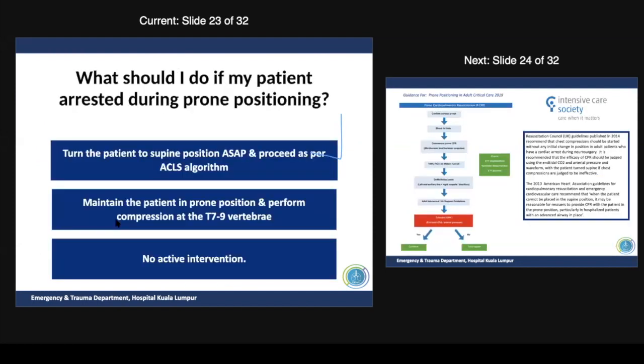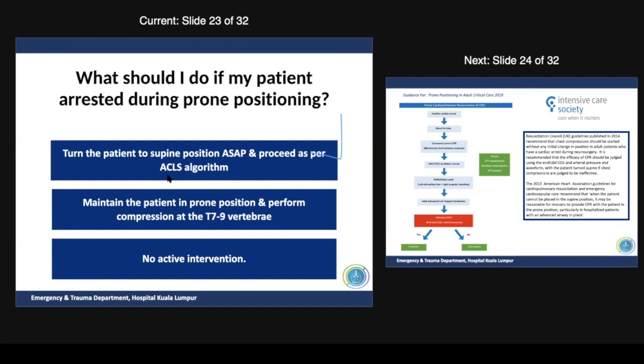Okay. So next, what should I do? Contohnya kamu dah pronekan patient tu, maybe 20 minit ataupun 30 minit. Okay. So tiba-tiba respiratory arrest. What should we do? Ni ada turn the patient, maintain the patient. Okay, turn the patient to supine position. Check the DNR status. Okay. Kalau DNR kita tak prone dah tau. Kalau DNR kita dah tak prone.